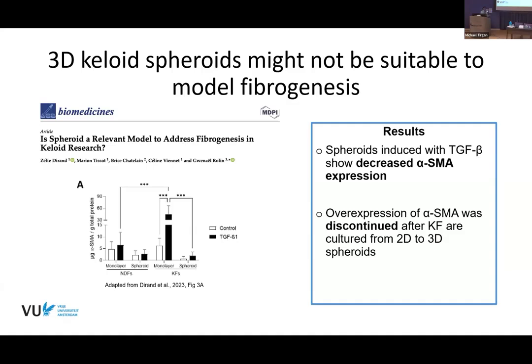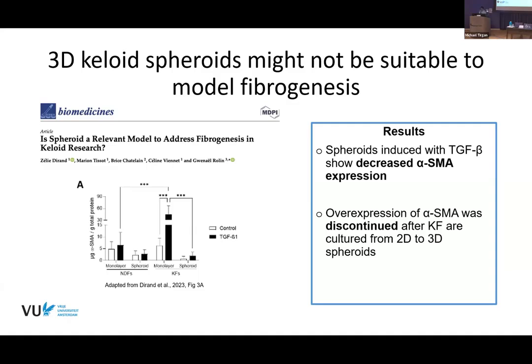And what you would expect if you were to add TGF beta to a cell, which would create a pro-fibrotic environment, is that ECM remodeling genes or genes that are associated with fibrosis would also go up. But what he saw instead is that it decreased. And also, if you look at the overexpression of alpha smooth muscle actin, it was also discontinued after the keloid fibroblasts were cultured from 2D to 3D. So that's quite interesting because you wouldn't expect that.